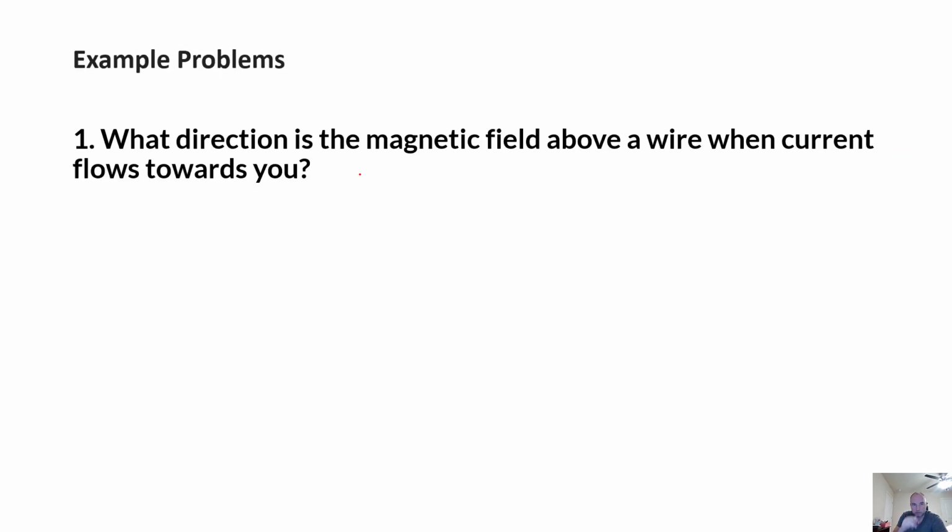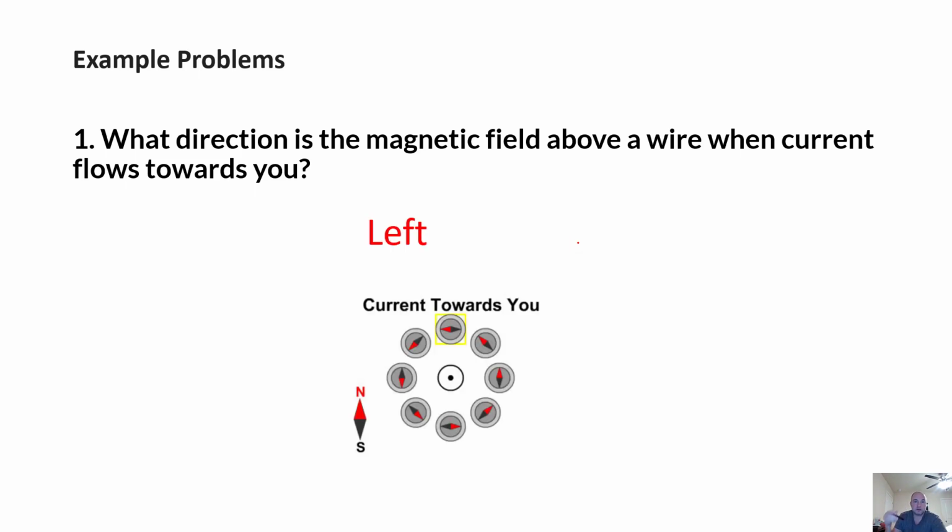So here are some example problems. What direction is the magnetic field above a wire when current flows towards you? Go ahead and answer this question, and as you go through here, answer each question, then come back, pause it as you need to, and check the answers. Okay, so this one would have been to the left. It's asking you about above the wire, when the current is flowing towards you. So you're holding your thumb towards you, and the curl of your hand at the top of your fingers would be facing to the left.